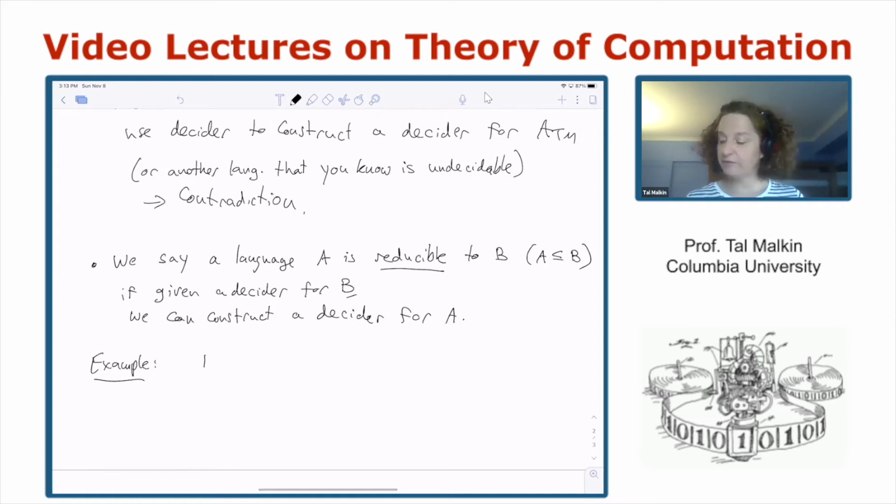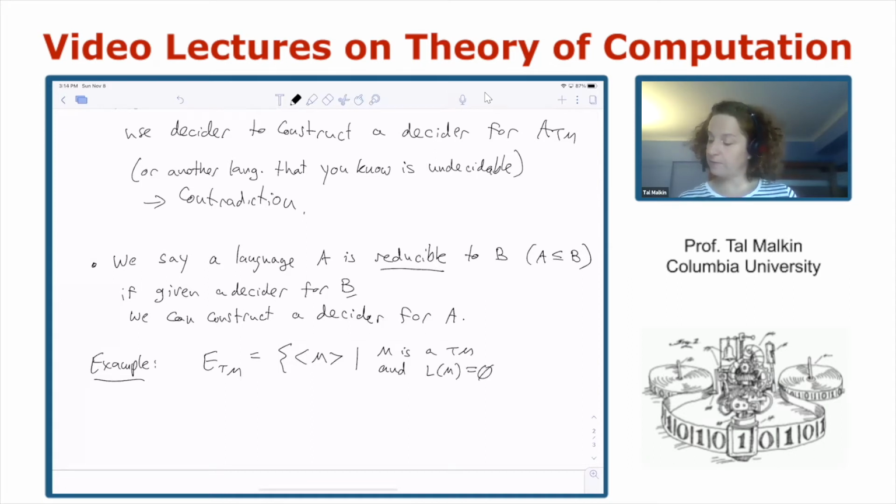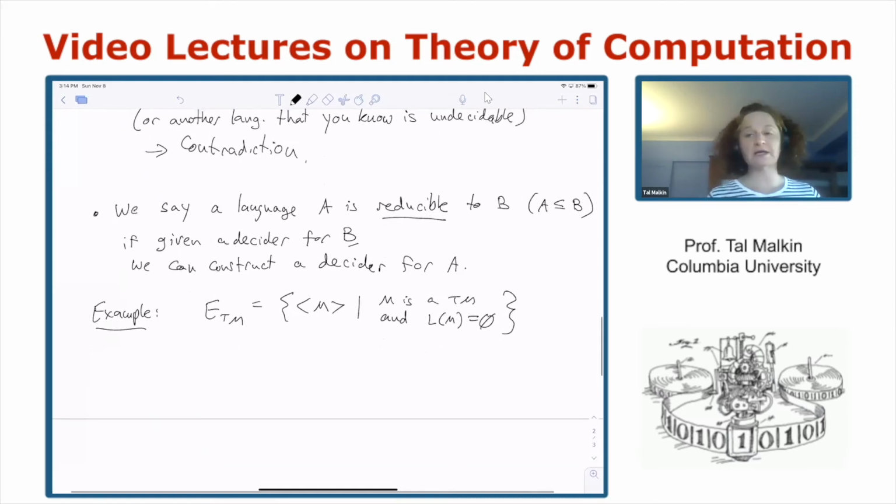So let's define the following language, ETM. E stands for emptiness, the emptiness problem for Turing machines. It's the set of all encodings of Turing machines M, where M is a Turing machine and L of M is the empty set. In other words, the set of all Turing machines such that the Turing machine accepts no string, never accepts any string.